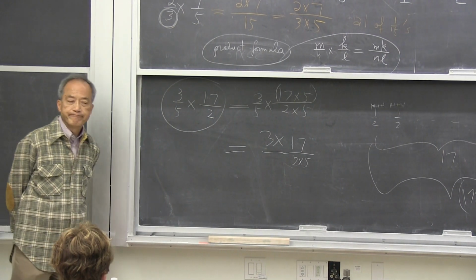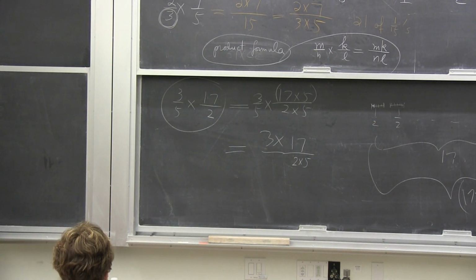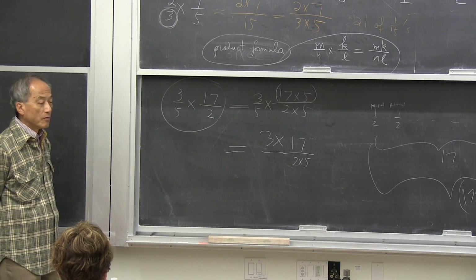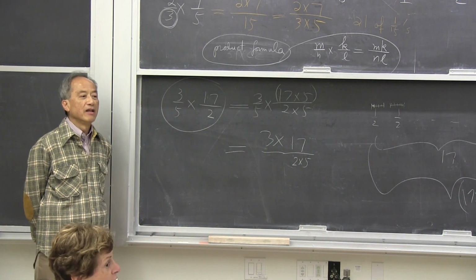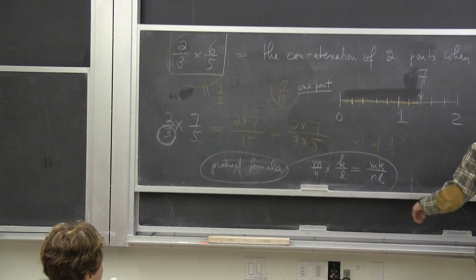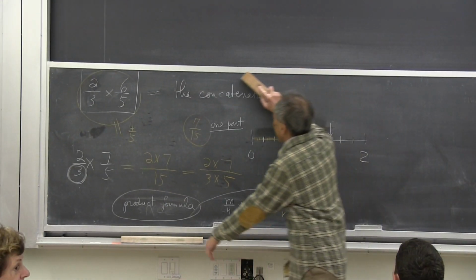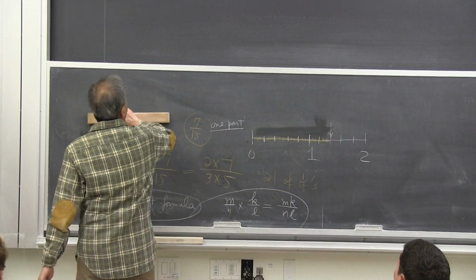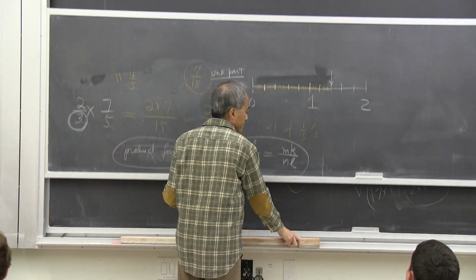3/5 of 17. Concatenation of what? 3 parts, when 17 halves is partitioned into 5 equal parts, which is why you multiplied it by 5. Makes it easy to pull 17. Okay, try again.